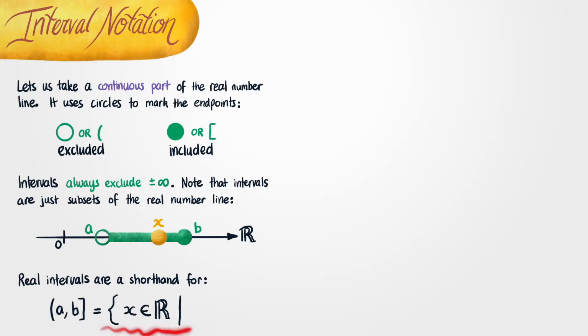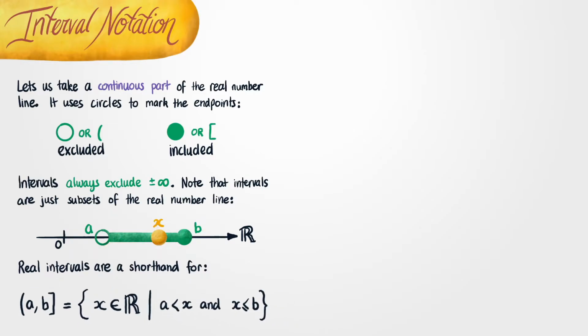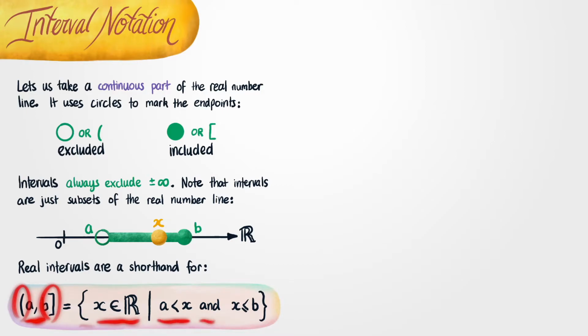If this is your first time seeing this notation, you should definitely watch my previous video on the set builder notation, where you'll get very familiar with it. But we want to say that x has to be a number that's bigger than a, and x also has to be a number that's smaller than or equal to b. So therefore, we can say that the real interval between a and b, excluding a and including b, is the set of real numbers x such that a is less than x and x is less than or equal to b.